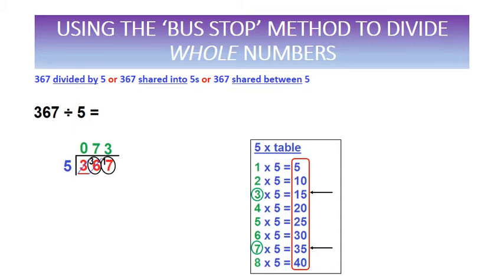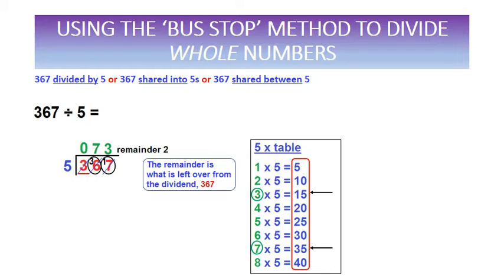We only made 15, so we've got 2 left over. So what we have to do is then write that as a remainder 2. Now, it depends on the type of question that you're answering, whether it would make sense to have a remainder, and that's something that you have to work out when you're solving word problems. And just as a reminder, it's important to realise that the remainder is what's left over from the dividend, so in this case, the 367. So we would write our final answer like this: 73, small r for remainder, and then 2.